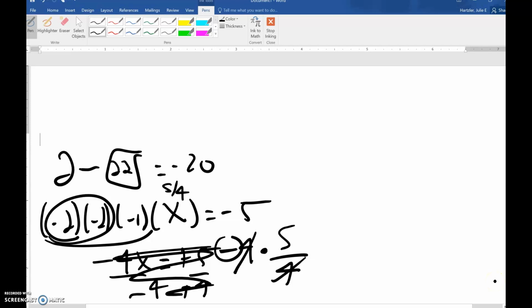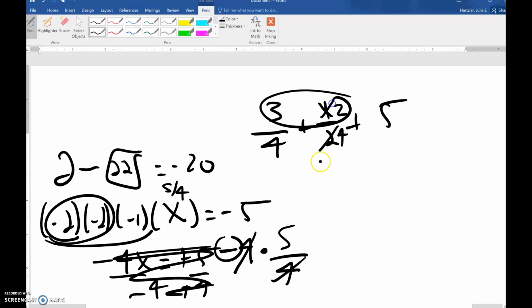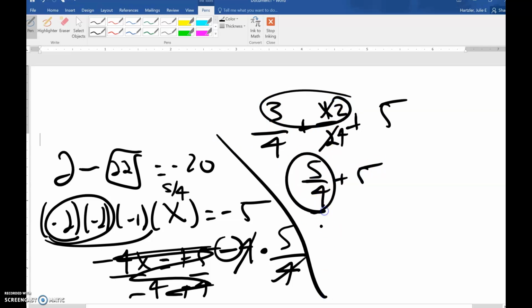And then the next one is what? 3/4 plus a half plus 5. When you add fractions, you need a common denominator. So times 2 is 4, times 2 is 2. So I get 5/4 plus 5. I can regroup this into a whole with a 4th left over. And if I add my wholes together, I get 6 and a 4th.